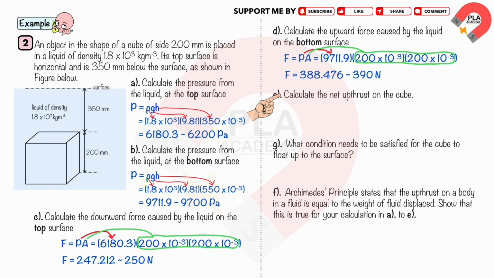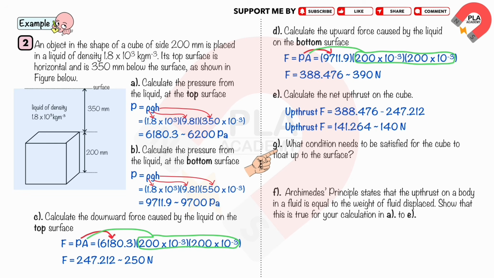E. Calculate the net upthrust on the cube. The net upthrust equals force at the bottom minus force at the top, like this. We solve the upthrust F equals 140 newtons for two significant figures. G. What condition needs to be satisfied for the cube to float up to the surface? The upthrust is greater than the weight of the cube, causing the resultant force to act upward. This causes the cube to float.